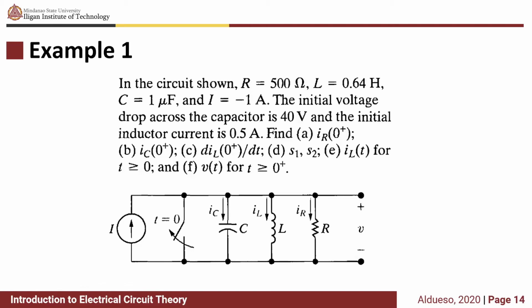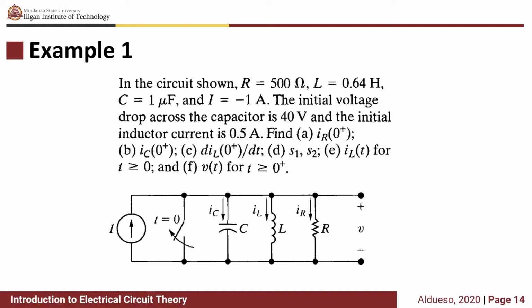So for example number 1, we have this circuit where R is equivalent to 500 ohms, the inductor is equivalent to 0.64 henry, the capacitor is equivalent to 1 microfarad, and we have a current source I equivalent to negative 1 ampere. The initial voltage drop across the capacitor is 40 volts. The initial inductor current is 0.5 ampere.